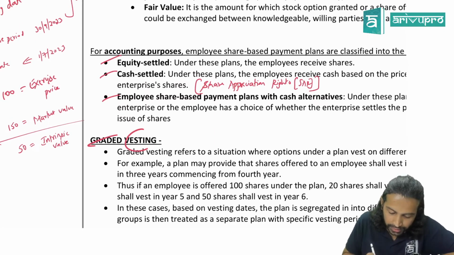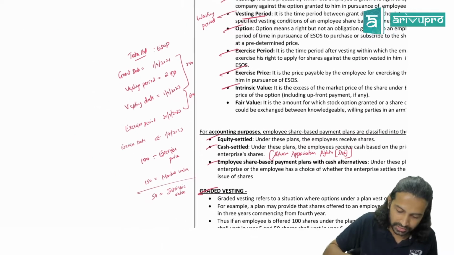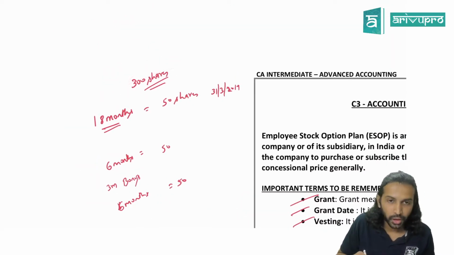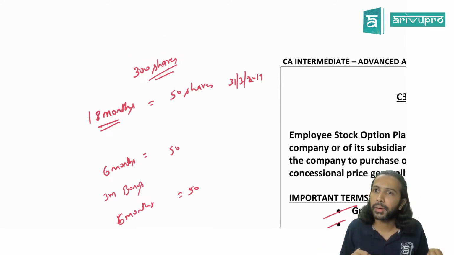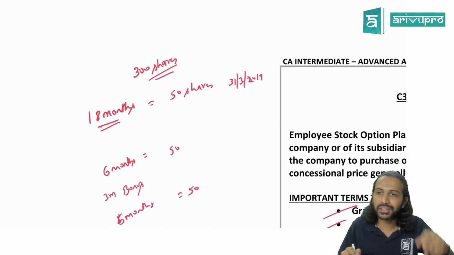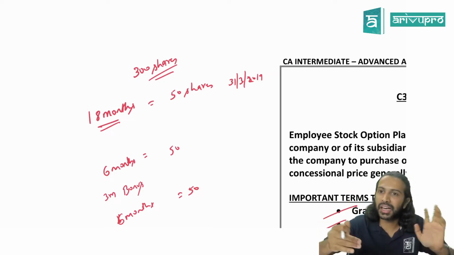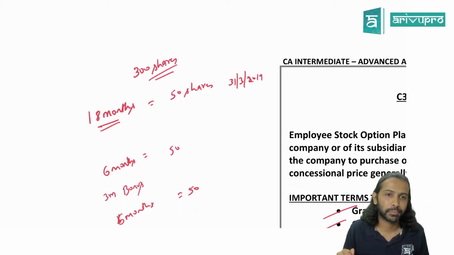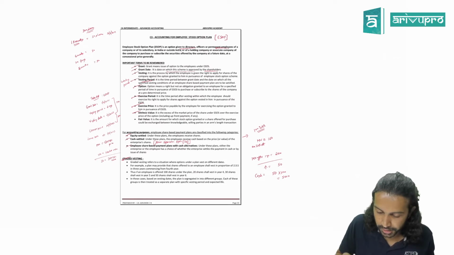Graded vesting, that is, vesting in stages. Like in my example, let me go back. How many shares did I get in total? Check the screen. 300. All the 300 shares I got in one go. Now I am getting it in installments. This vesting we call graded vesting, meaning giving the shares in installments. If shares are vesting on different dates, we call that graded vesting. That is the meaning, and that's all as far as theory is concerned.